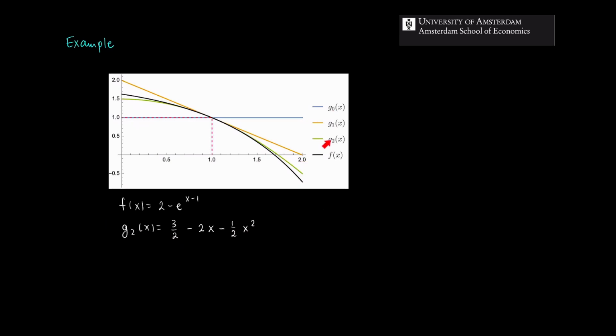For g2, we can see that also the second order derivative of g2 agrees with that of f in 1. This means that g0 only agrees with the function value of f, g1 with the function value and the derivative in 1, and g2 matches not only the function value and the first order derivative, but also the second order derivative, which means that the curvature of g2 around 1 is almost the same as that of f.